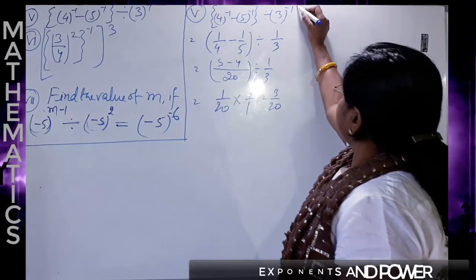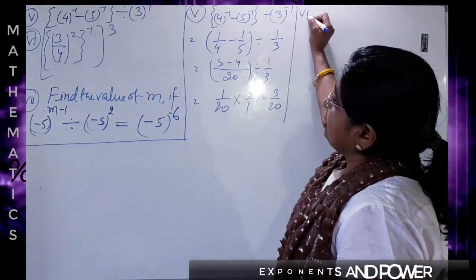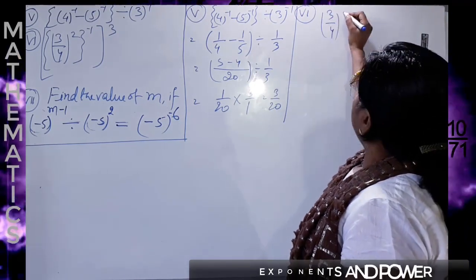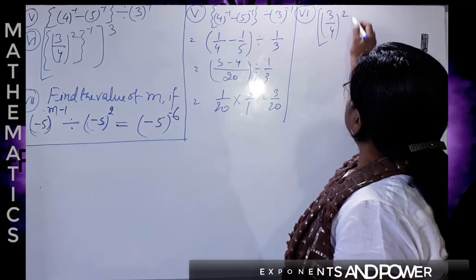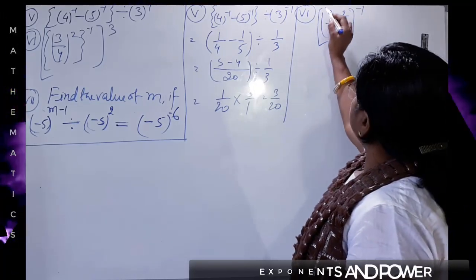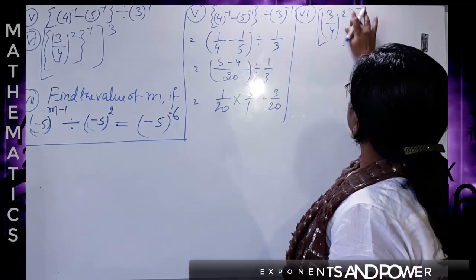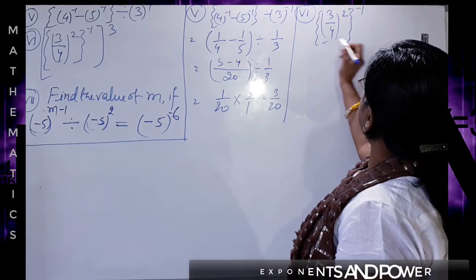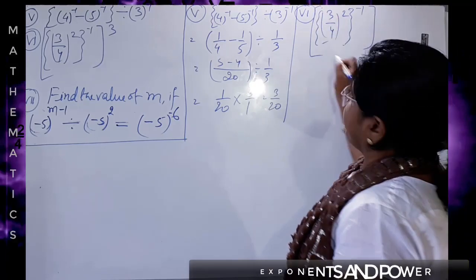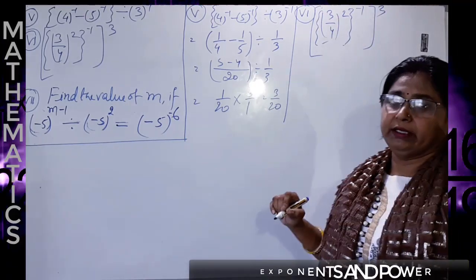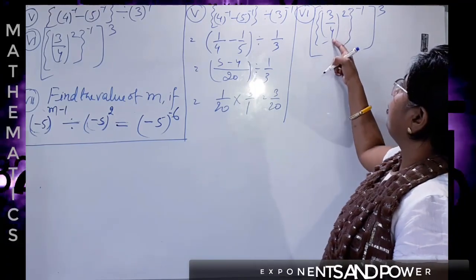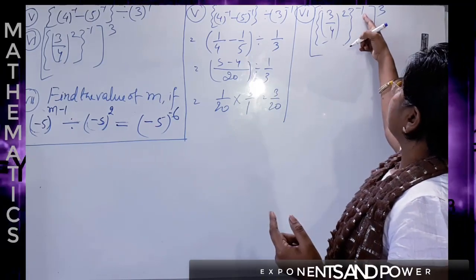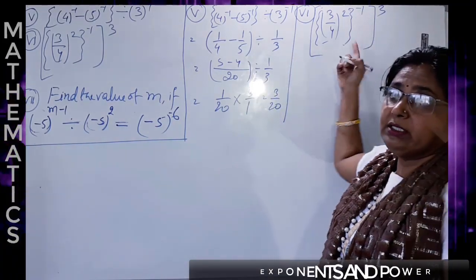Now second question, 6th number. (3 by 4) whole square, minus 1, the middle bracket is minus 1, and then the outer bracket, that means there are 3 brackets. They are given 3 by 4 whole square. Once again their power is minus 1 and once again the power is 3.